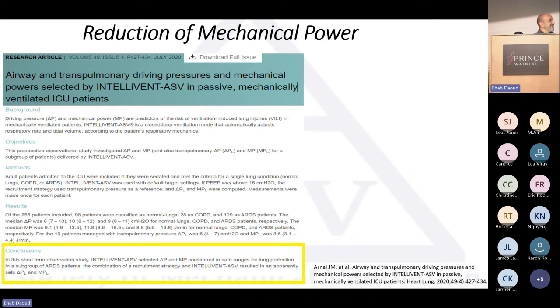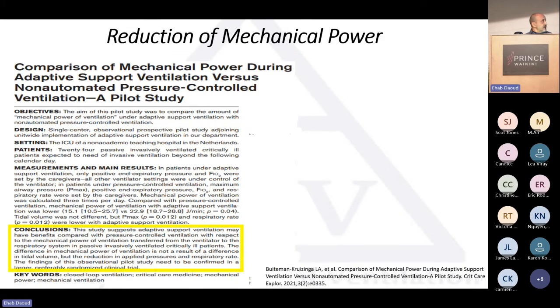Okay. This is basically a slide comparing IntelliVent, looking at the transpulmonary driving pressure that we talked about yesterday and the transpulmonary mechanical power, compared to conventional mode. It showed that IntelliVent reduced the transpulmonary driving pressure and transpulmonary mechanical power, which is the stress on the lung. Almost very similar here, ASV versus non-ASV.